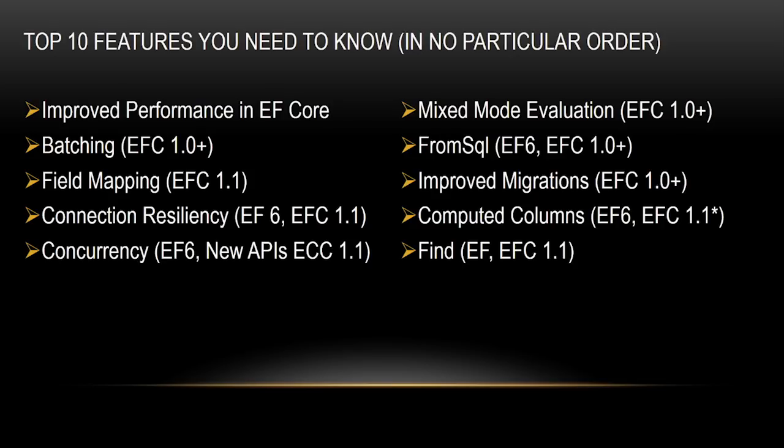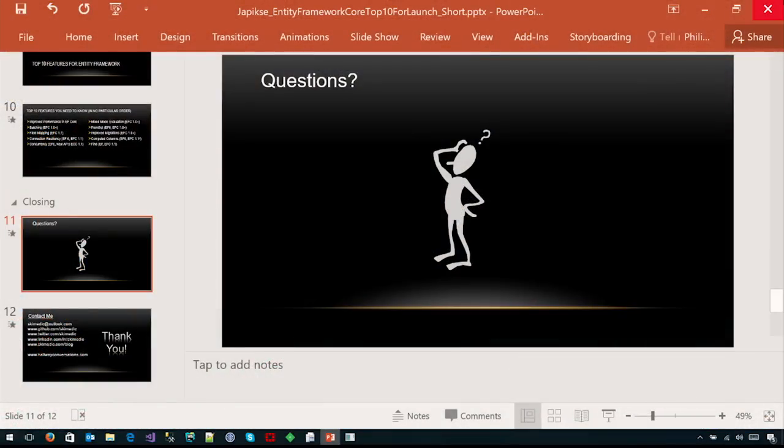Concurrency, mixed mode evaluation. The from SQL, that is using raw SQL to populate your models. Improved migrations. Now, I say migrations, there's probably several of you out there that just groaned having been burned by migrations in the past. Much, much better in EF Core. Computed column support, and then find, which was brought back. And that is the last slide. We're going to dive right into code.